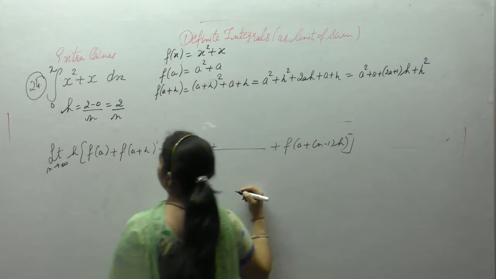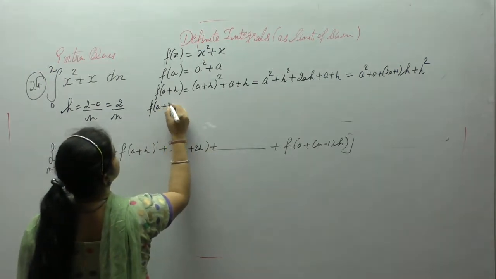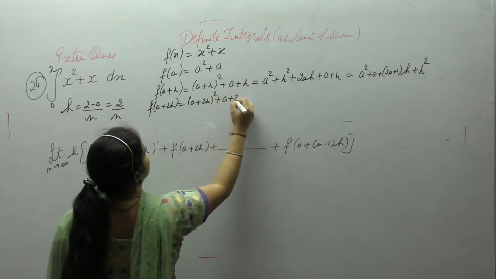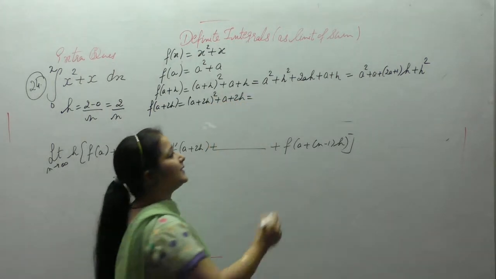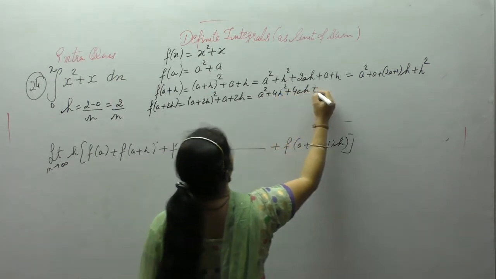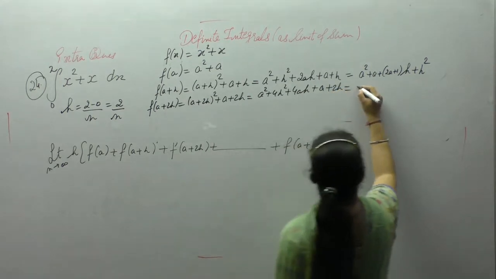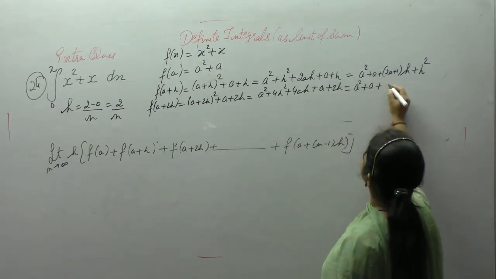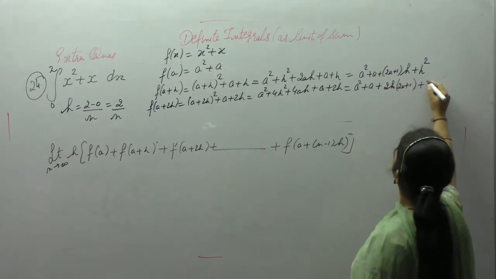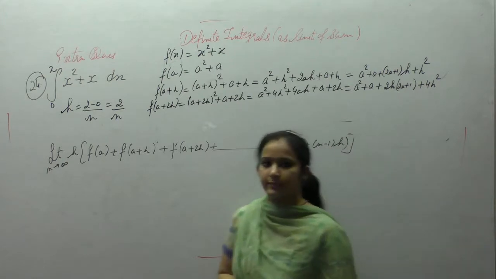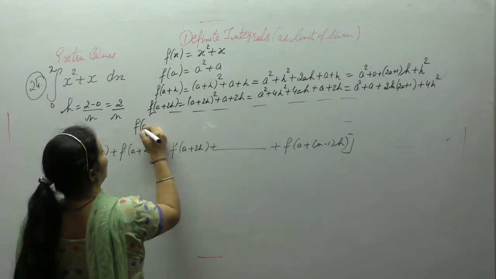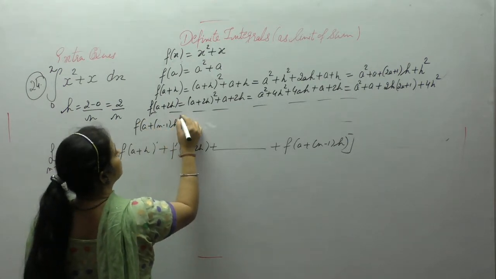Now what is the value of f(a plus 2h)? (a plus 2h) square plus (a plus 2h). Open the bracket: a square plus b square plus 2ab, plus a plus 2h. a square plus a, 2h common, (2a plus 1), plus 4h square. And so on up to f(a plus (n minus 1) into h).